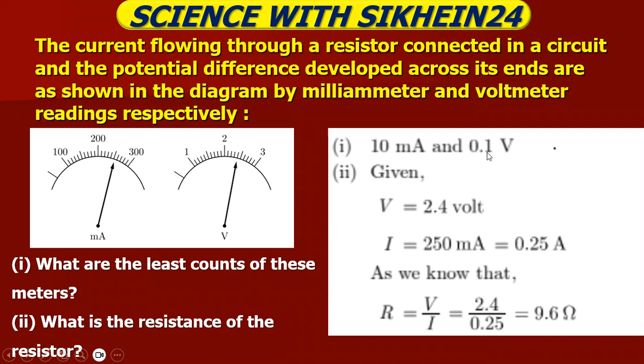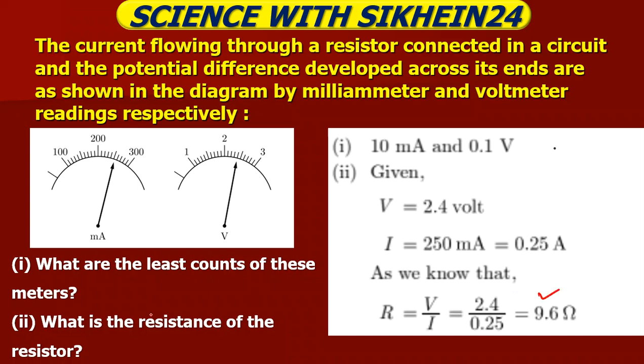milliammeter and 0.1 volt. Okay, from here we can see. Given voltage equal to 2.4 volt, I equal to 250 milliammeter equal to 0.25 ampere. Then as we know that R equal to V by I, this is the ratio of volt and current. Then 2.4 divided by 0.25 equal to 9.6 ohm, right?